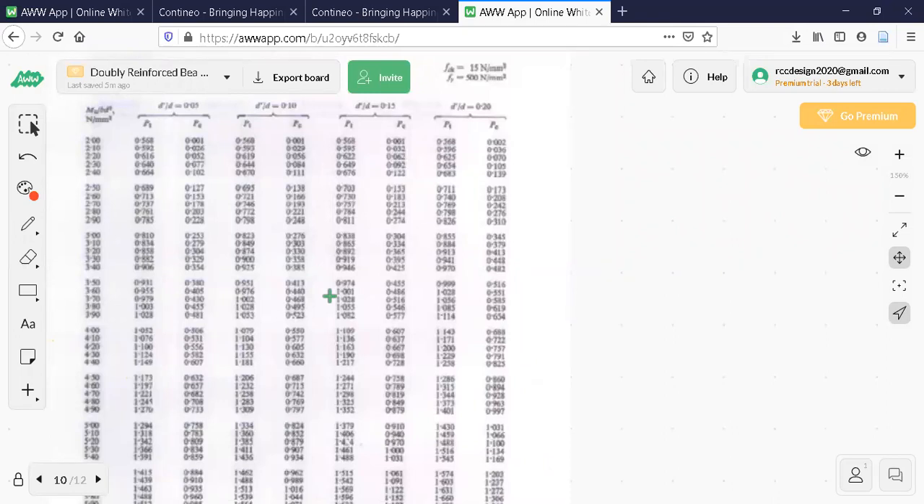And I'm going to save this video also. You can go back and check it if you have followed it. It's well and good. Otherwise, once again, you watch this video so that you'll understand how to use this SP16 for doubly reinforced beams. Any questions here? Anybody has got anything to say regarding this subject?